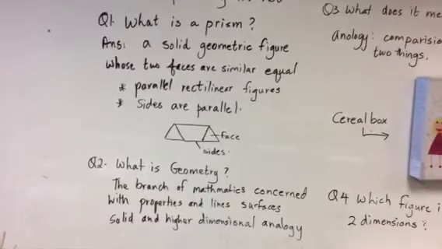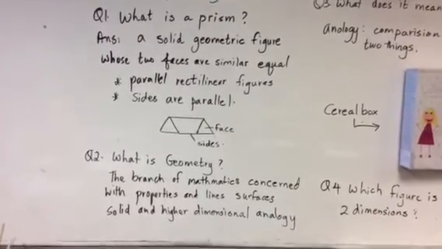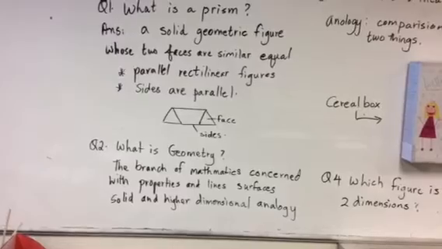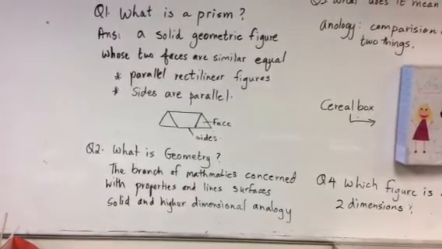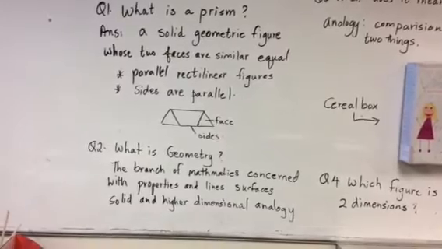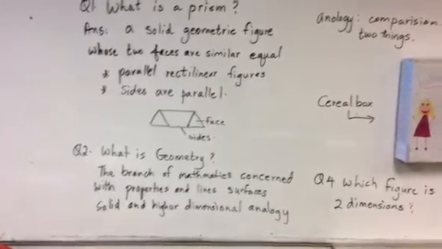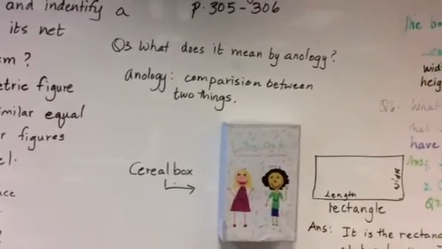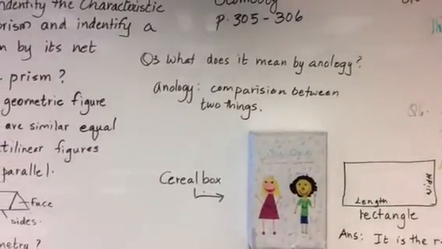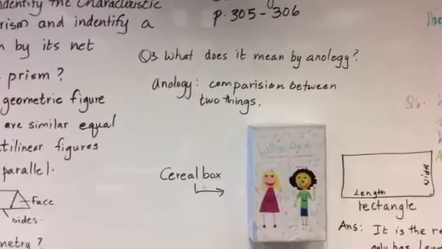And number 2, what is geometry? A branch of mathematics concerned with properties of lines, surfaces, solids and higher dimensional analogs. What does analogy mean? And it's an A, not an O. A comparison between two things.